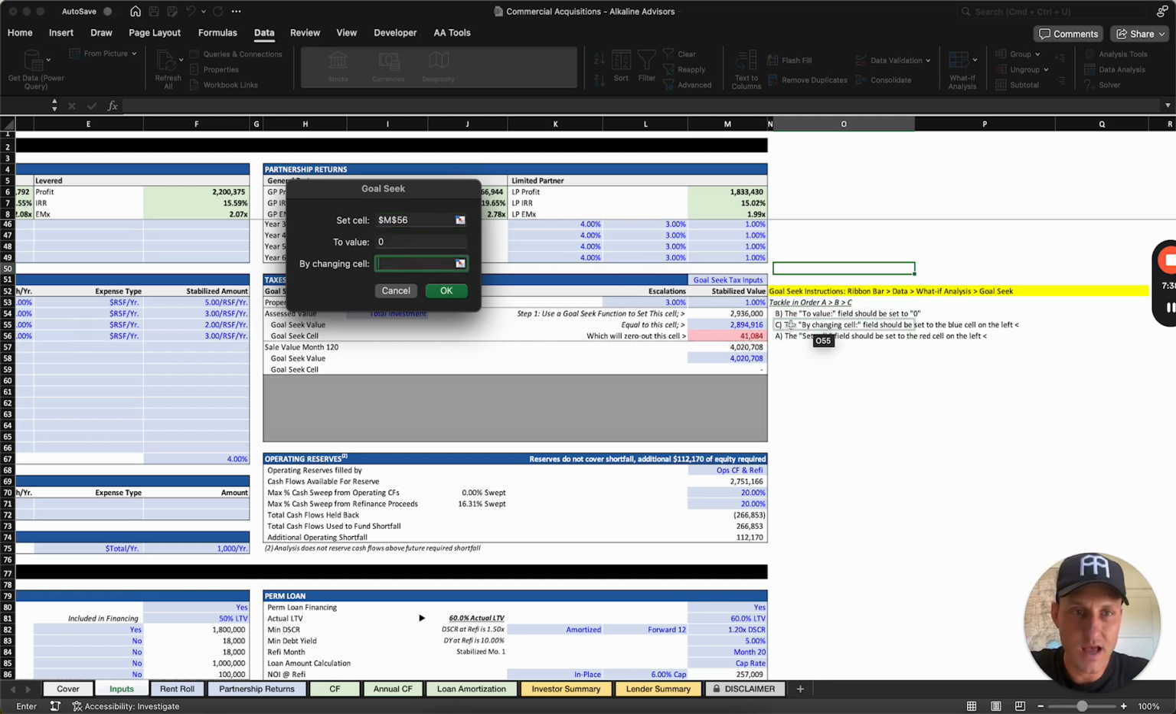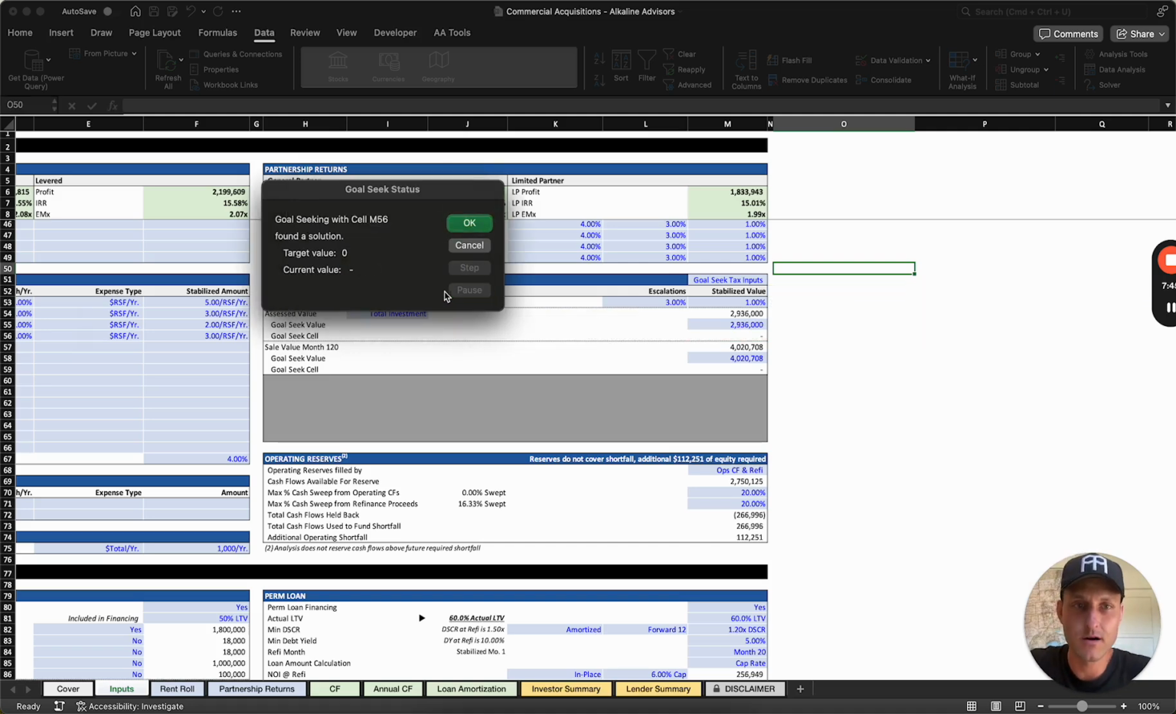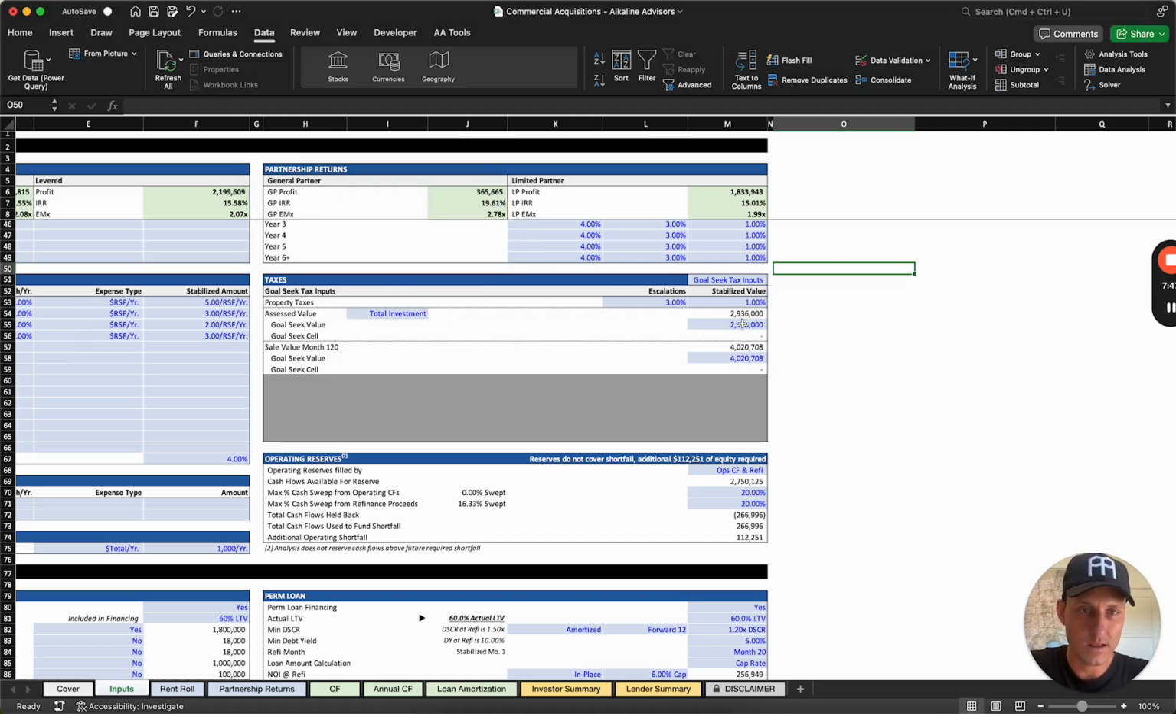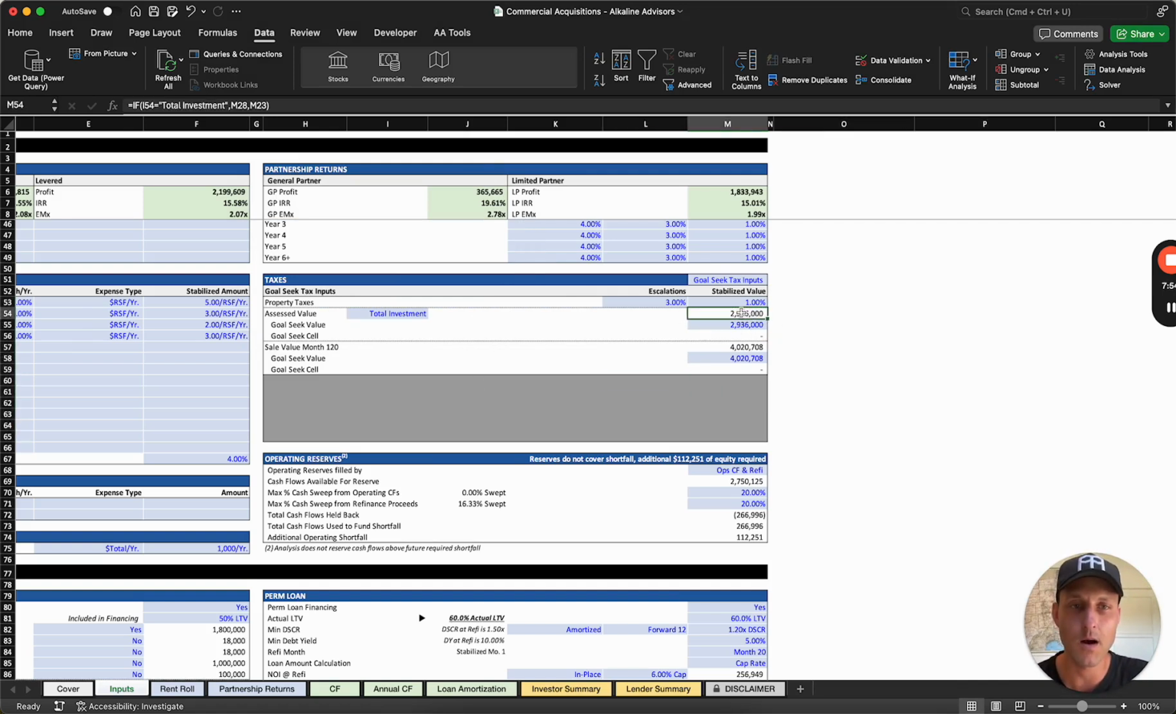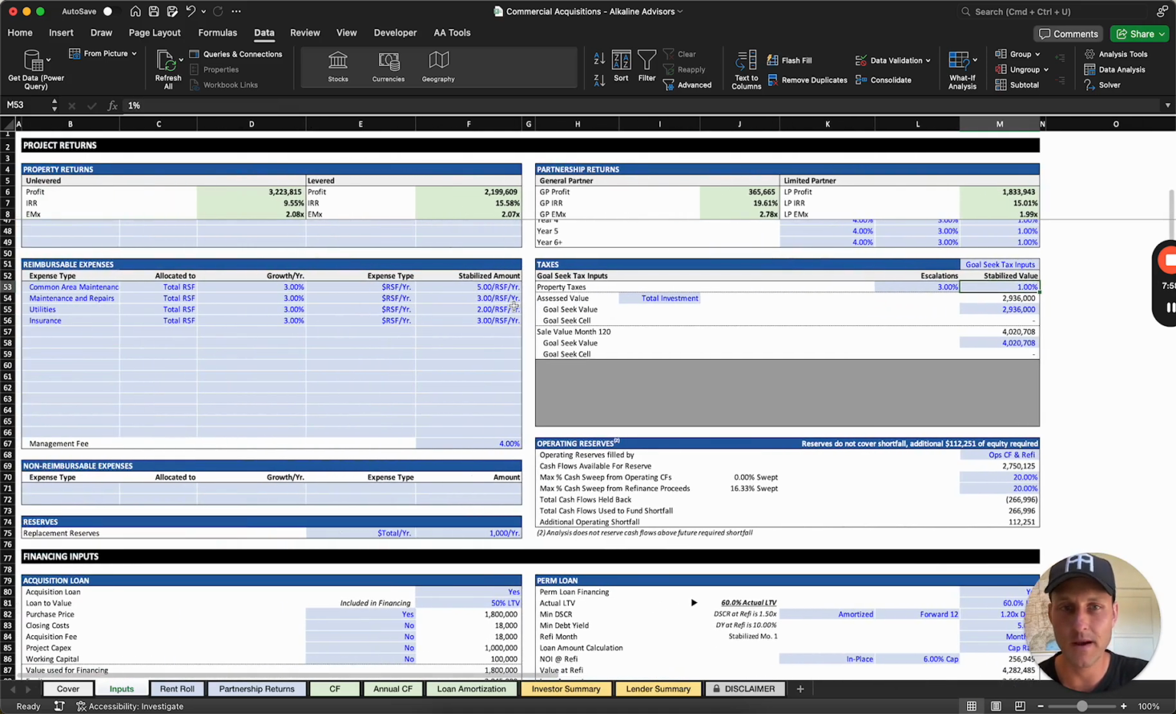By changing cell, right? C, by changing cell field should be set to the blue cell on the left. So that if we click that and then click OK, it'll run the iterative calculation. We'll get the right figure. All of this conditional formatting goes away. And now we are figuring out the right amount for the assessed value. And we're taking 1% of that for the taxable amount.